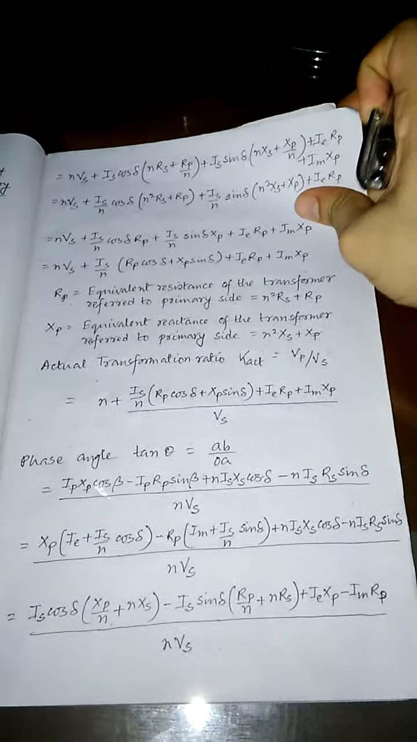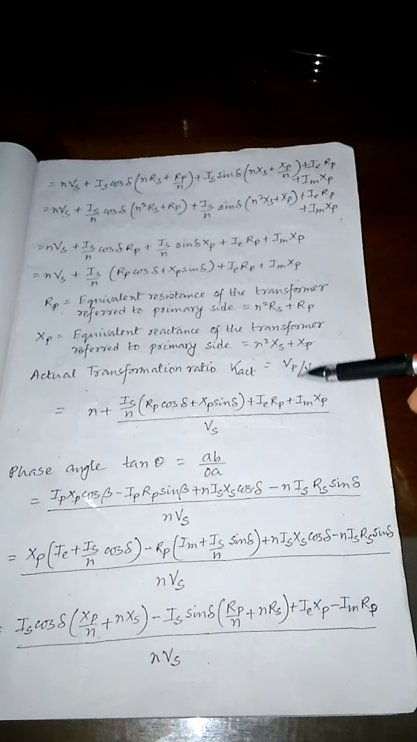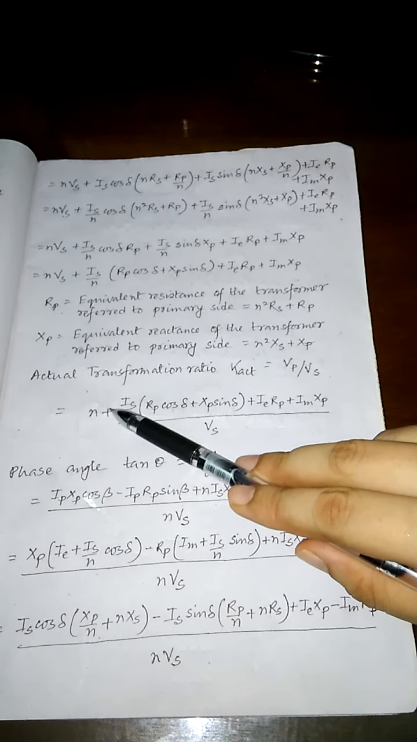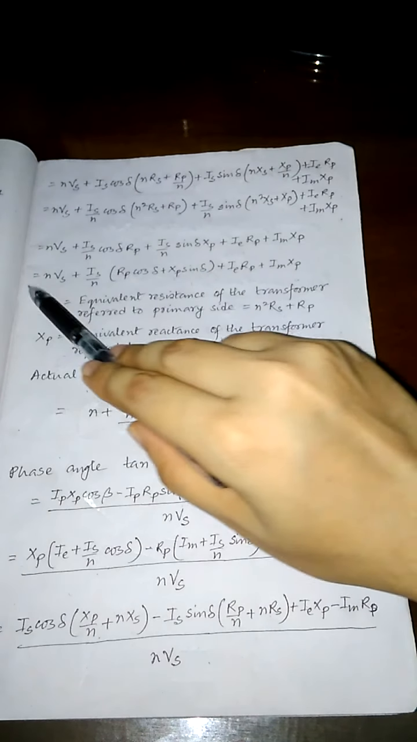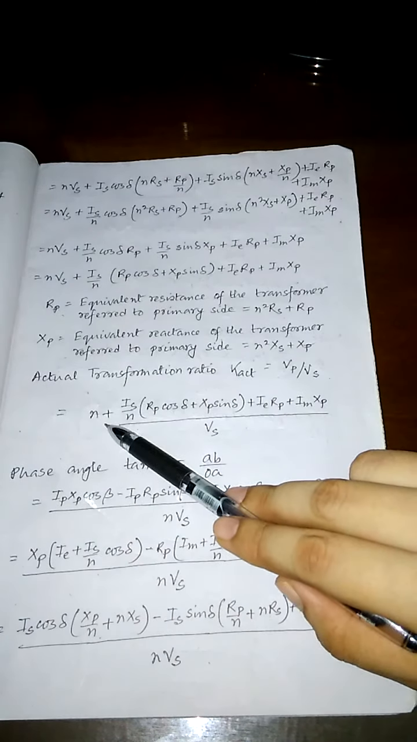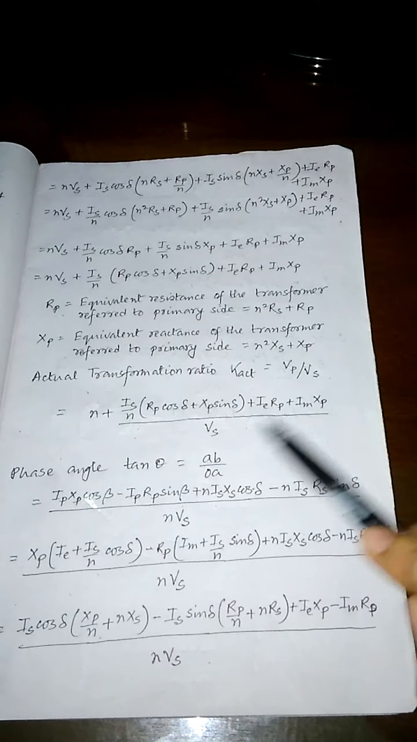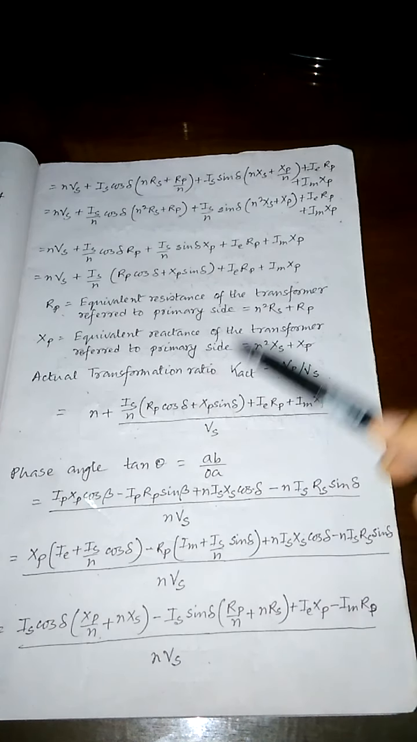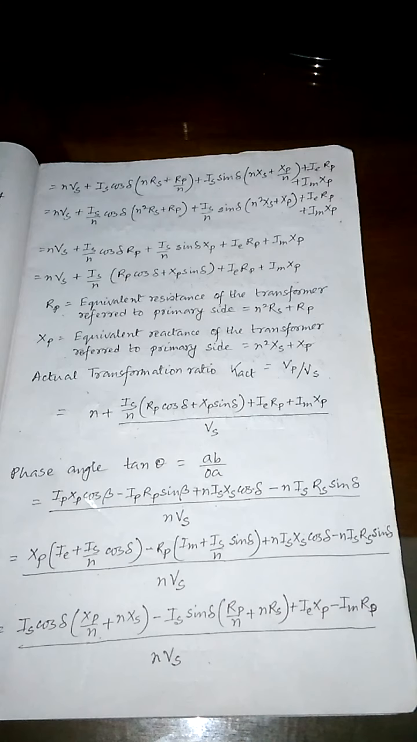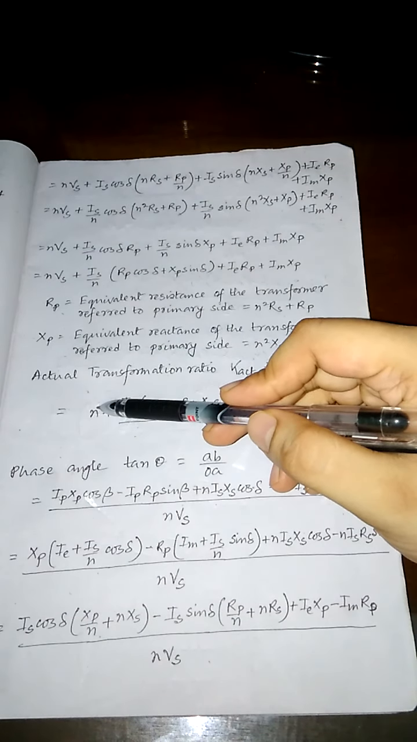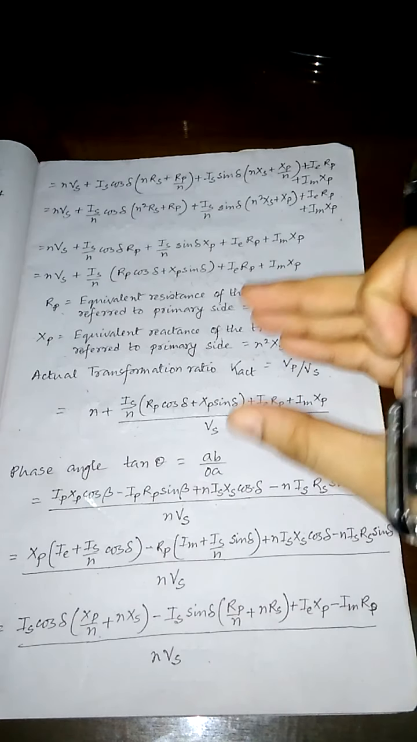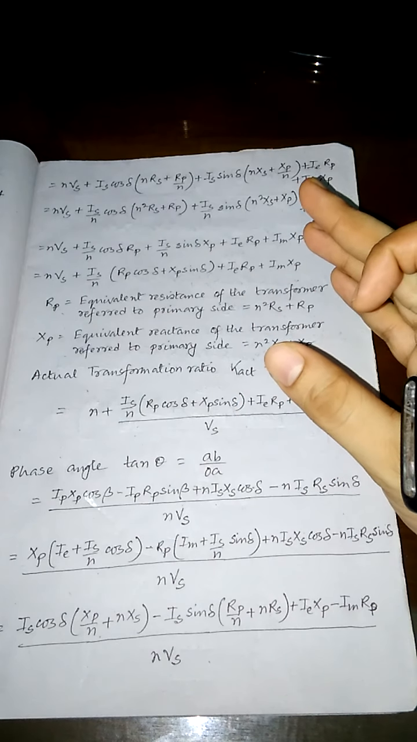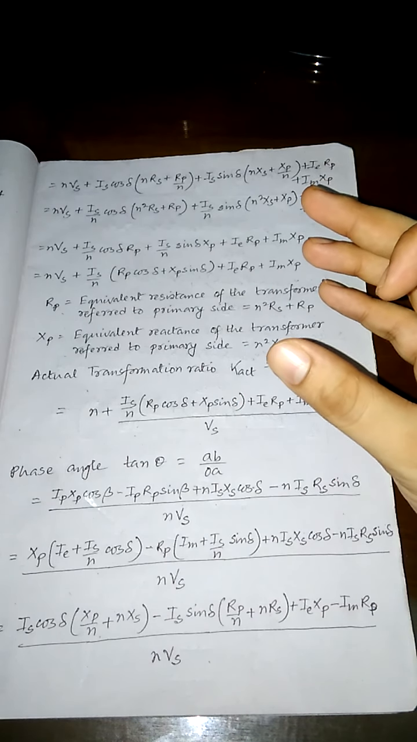Now what is the actual transformation ratio? That is K actual, VP by VS. So the VP term we already have, that is N plus IS by N, this term divided by VS. So see, this is the transformation ratio. The transformation ratio is not equal to the turns ratio. That means there is some error. So we can call this the transformation ratio error.